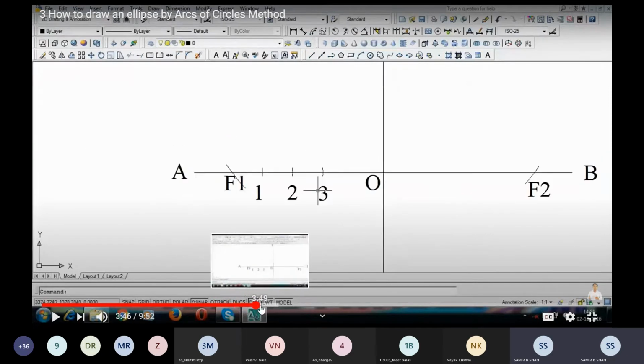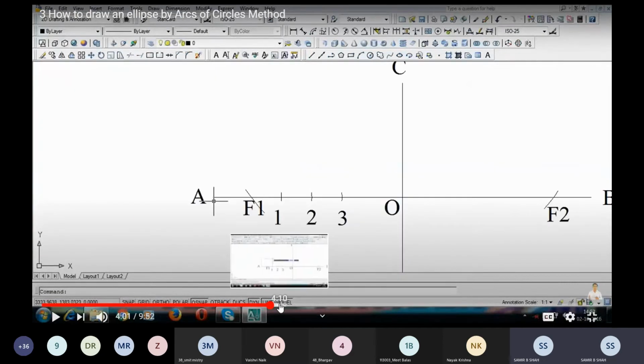Yes, you may divide it into 3 parts. If you want to divide into 4, then it's up to you. So you may divide into 3 or 4 parts.